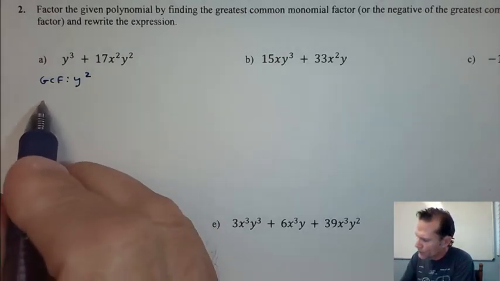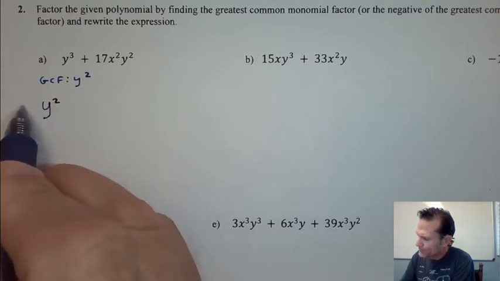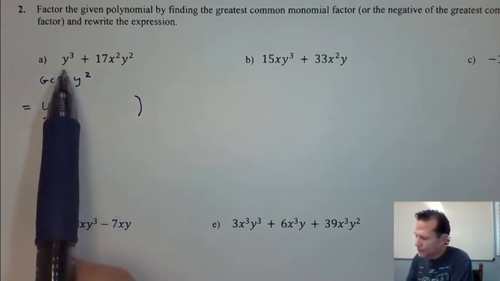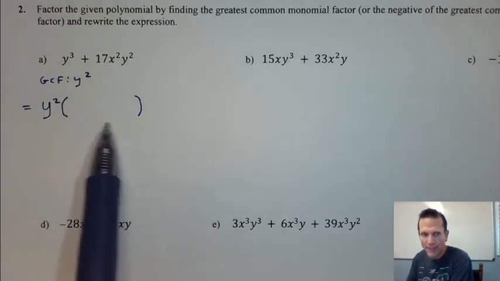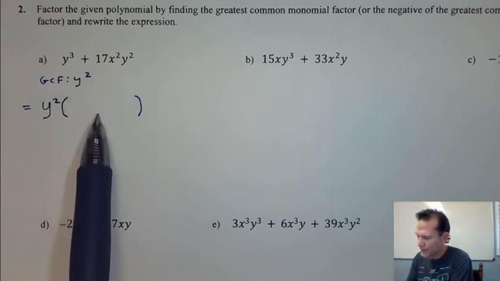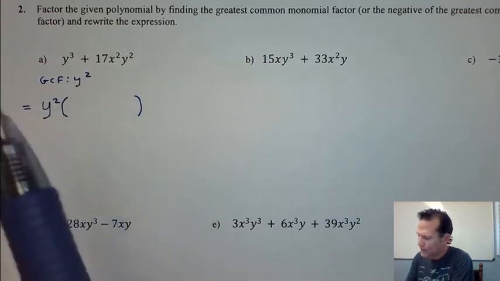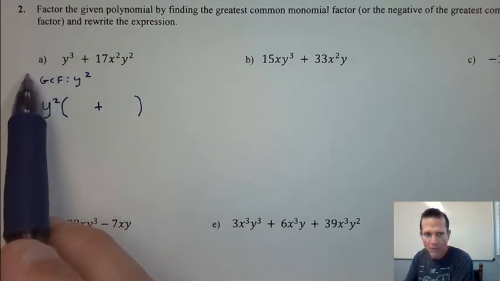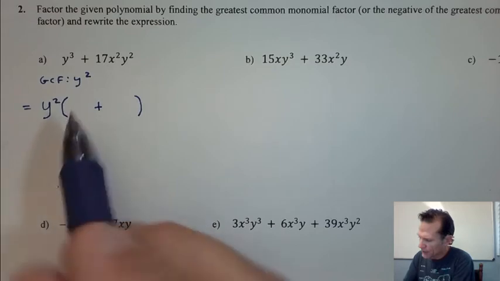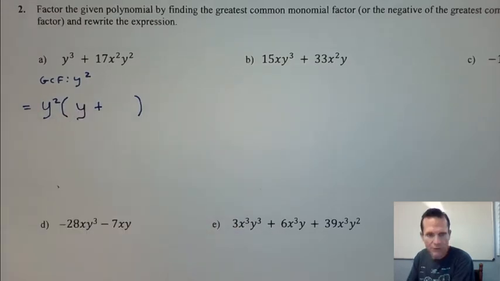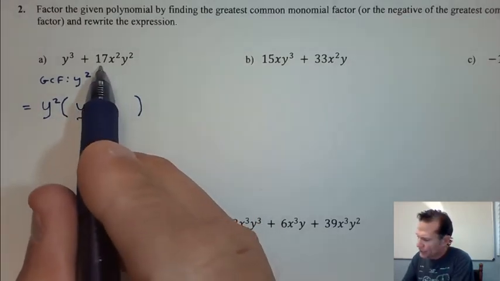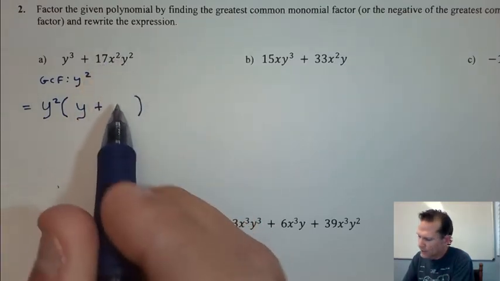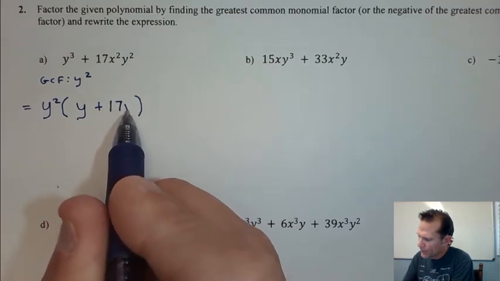Okay, so what I'm going to do is I'm going to write down y squared, and then I'm going to leave a parenthesis here. And if I had two terms here, my parenthesis is going to have two terms here, and that plus sign is going to stay the same in this case. So think about this. If I have y to the third and I pull two of them out, that's going to leave me with a y to the first remaining. And then out of this term, I pulled out this entire y squared, so the remaining piece is 17x squared.